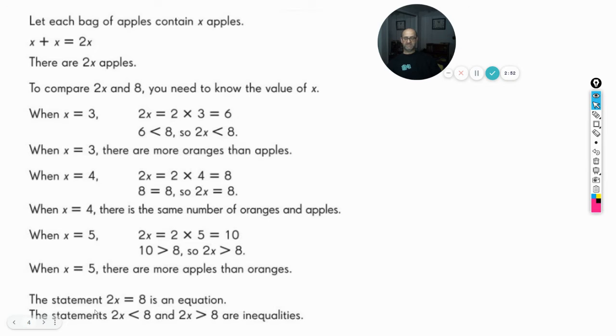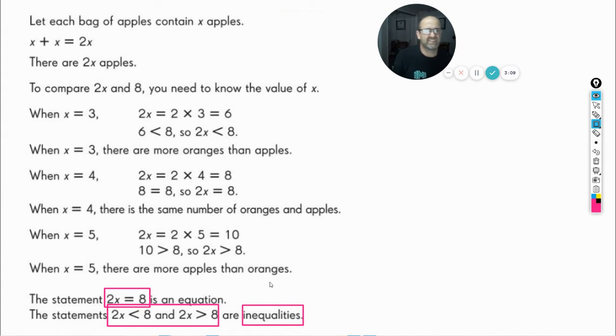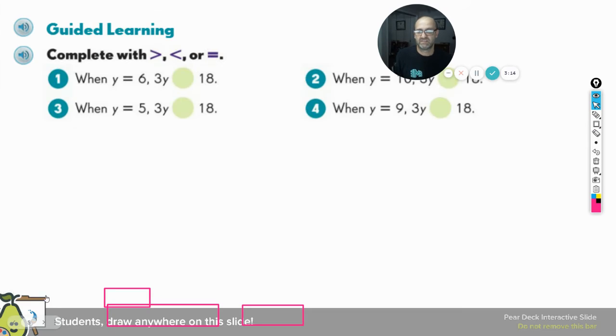All right. So the bottom line they're trying to get to is if you have it written as 2x equals 8, that's an equation because it's representing two things that are equal. If you have 2x is less than 8 or 2x is greater than 8, then those are inequalities. All right, that's a lot of words to basically say things are either equal or they're not.